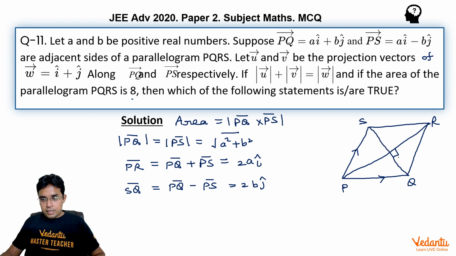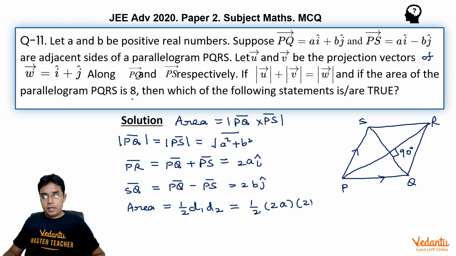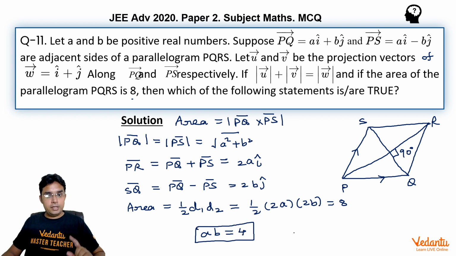After realizing this, the area now will become much easier to find because it is just half into D1 D2. Because theta is 90 degree, so sine theta will be 1, and this is half into 2A, one diagonal length, 2B, another diagonal length, and this is equal to 8, and hence we get AB to be equal to 4. Okay, that is one result.